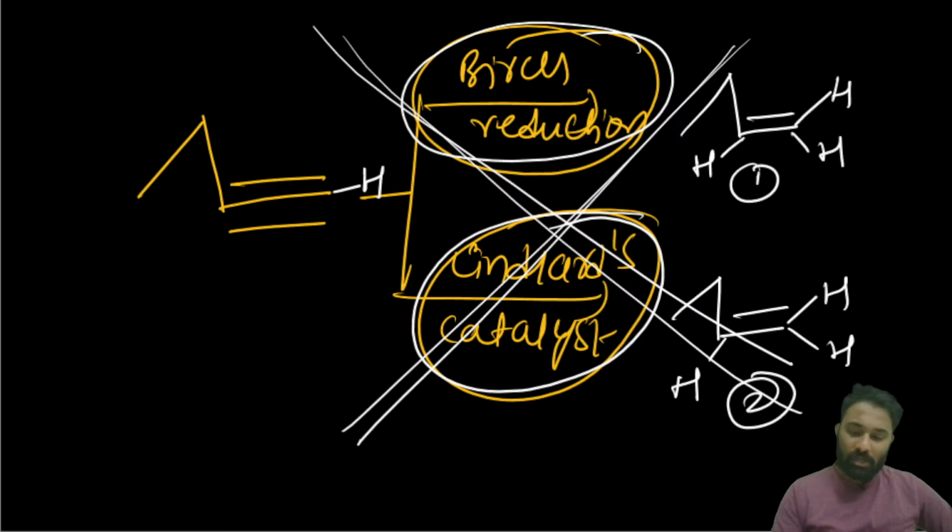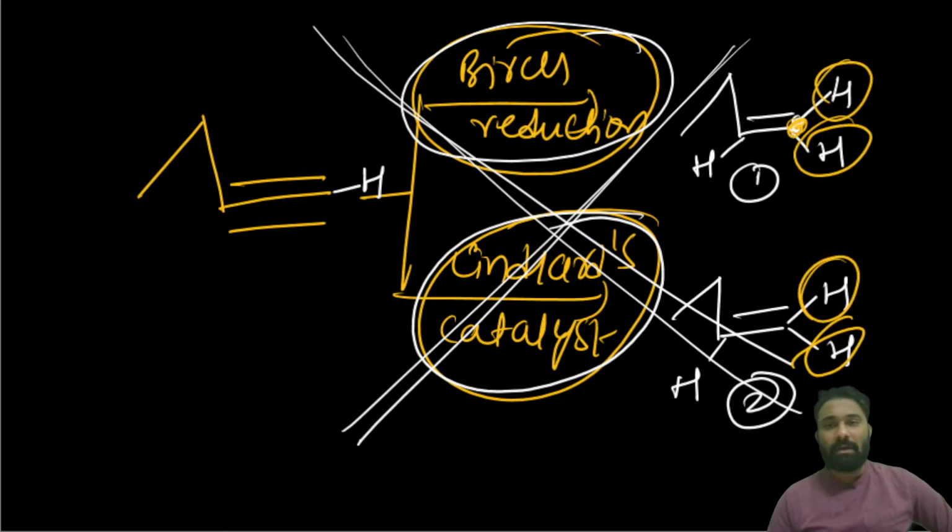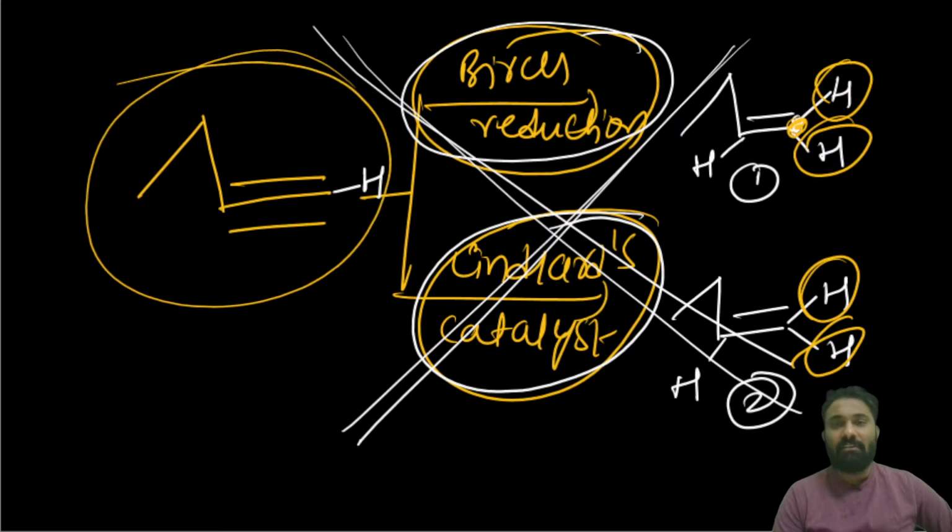To show geometrical isomerism, for one carbon, two different groups should be attached, right? Here the two hydrogens are on the same carbon, so no GI. You have to be very careful with this type of questions they ask. Most of the cases they will ask with the IUPAC name. Clear?